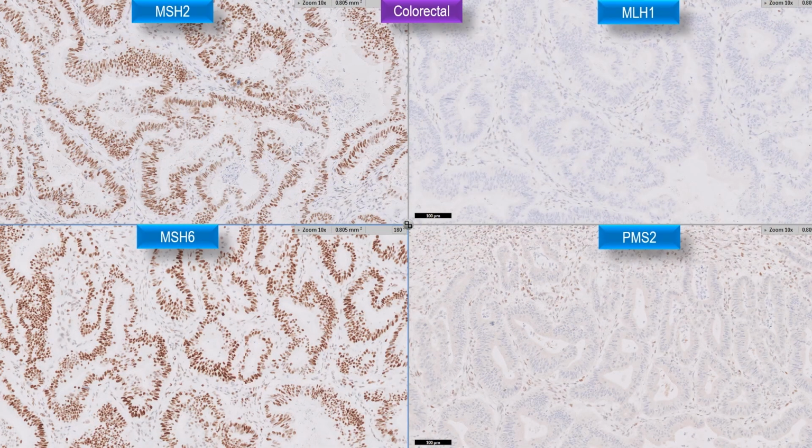All right, and here's another one where you have loss of MLH1 and PMS2. And you can see it's not as good here. You see some weak internal control, but you see kind of a better internal control here, showing you that the staining is working, and it is definitely lost here.